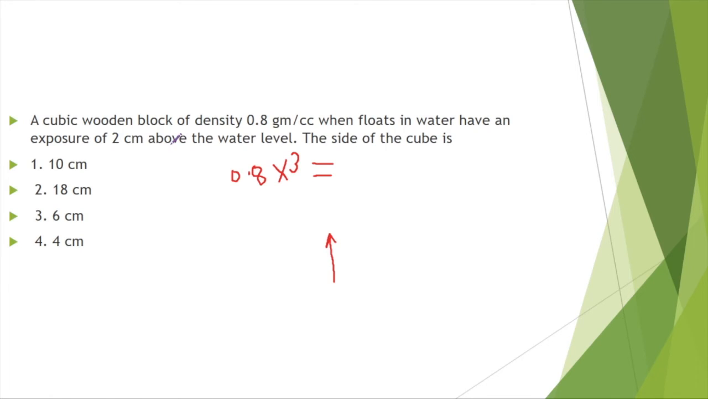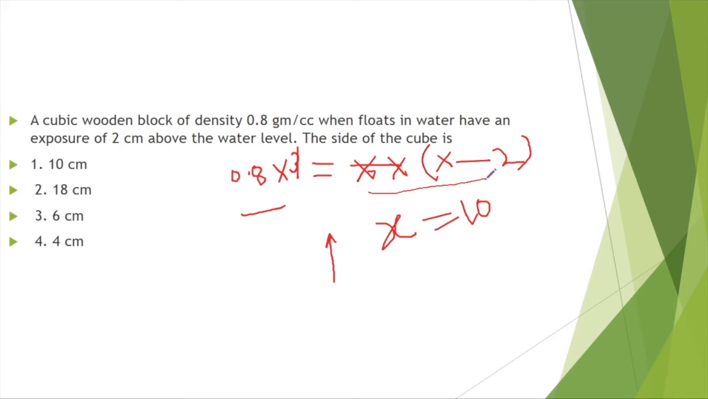Now it is 2 centimeter above the level, so the total volume in water is x square into x minus 2. If you solve this equation, like cut x square by this, if you solve this equation you get x is equal to 10 centimeter. Okay, so the concept here is basically buoyancy. The upward force, that is buoyant force, which is always equal to the mass and the volume displaced by that body. So the right answer is 10.